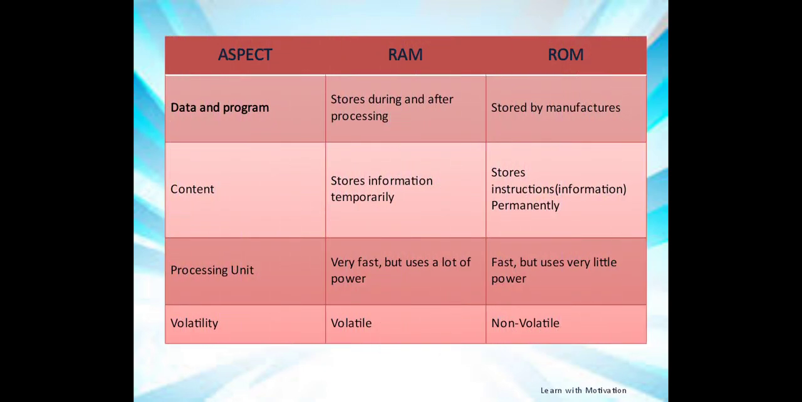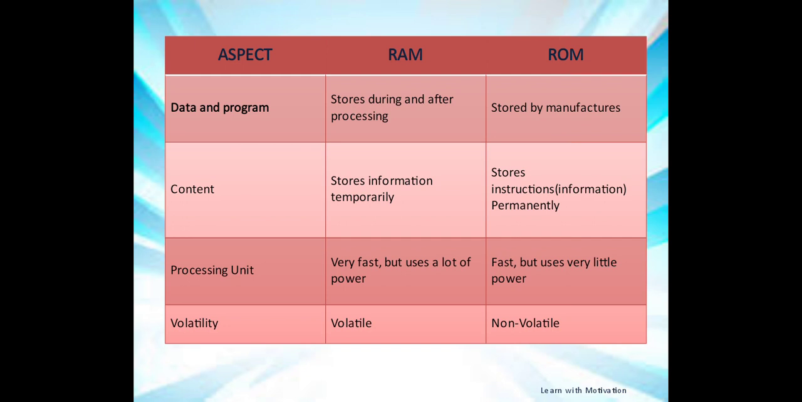Now compare RAM and ROM to understand it properly. With the aspect of data and program, RAM is stored during and after processing, but ROM is stored by the manufacturer. And if we compare by content, RAM stores information temporarily, but ROM stores instructions permanently.